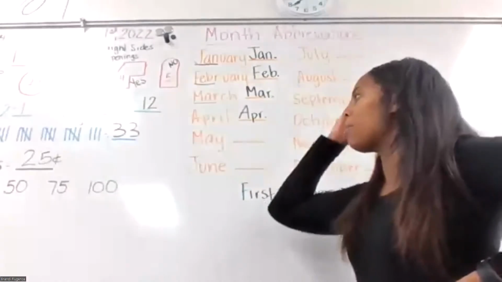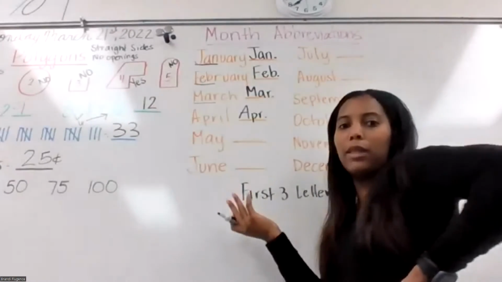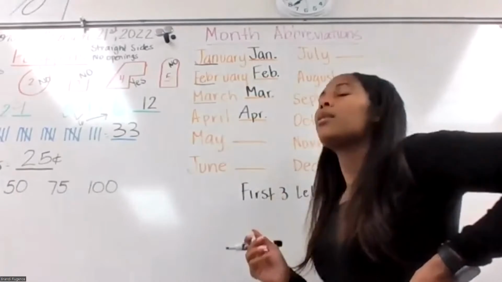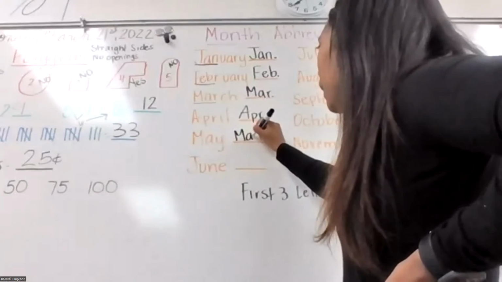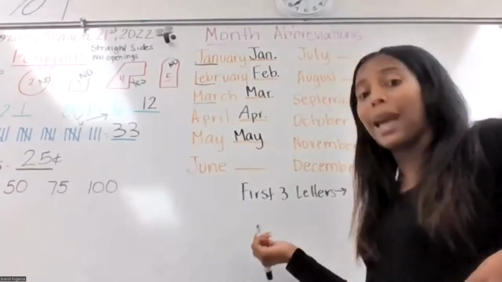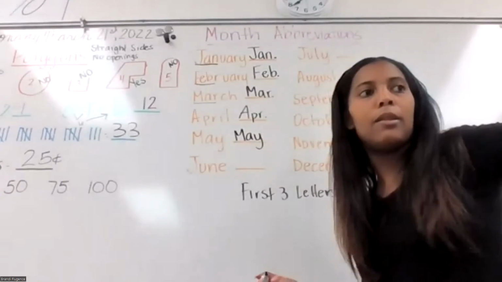Let's look at May. Now, May is different because May already only has 3 letters. So there is no abbreviation for May. You just simply write the word, the month, May. No abbreviation because May only has 3 letters.